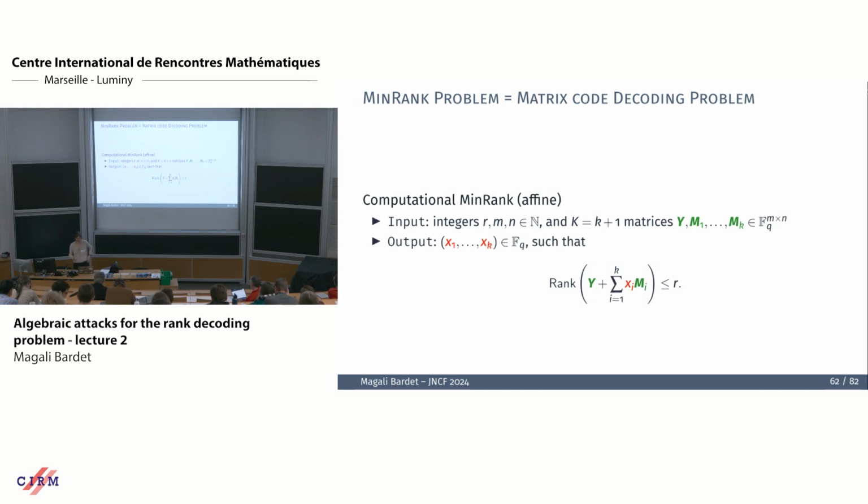Okay, and this is the min-rank problem, and maybe you know this problem from other applications, but it's a classical problem in linear algebra. You are given matrices of size m by n over Fq, and you want a linear combination of the matrices that has a small rank. And this is exactly the decoding problem for matrix codes in rank metric.